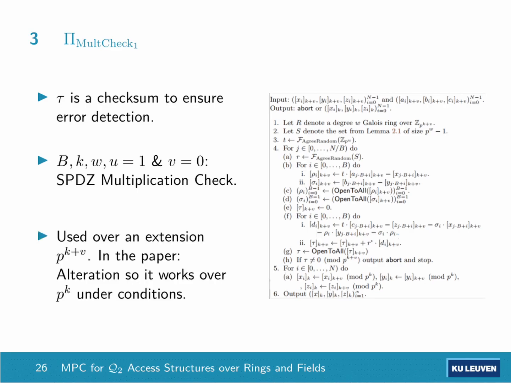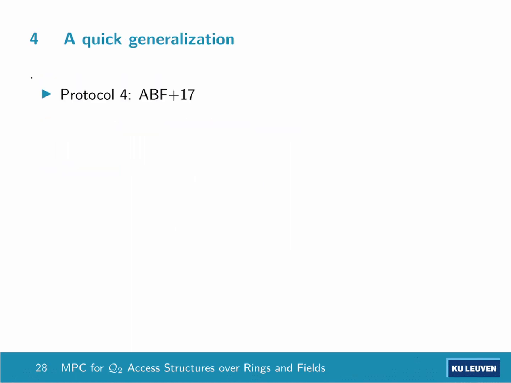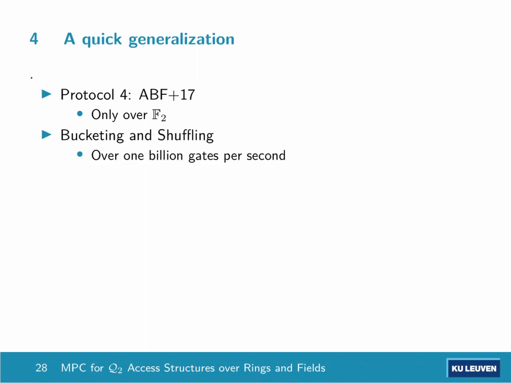In the paper, we also present an alteration to this protocol and 2 more protocols which can be used to check the multiplications. However, it may be far more interesting to look at how we ended up applying this. For this, we consider Protocol 4, which is based on the ABF 17 paper and was originally proposed to only work with the binary field. You will recall they used extensive bucketing and shuffling to achieve an efficiency of over 1 billion gates per second. And while this is a very impressive feat, the restriction to the binary field is quite strong.